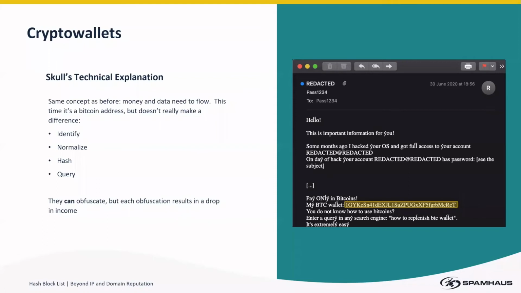And of course, putting out an HBL component listing crypto wallets without providing all the code needed to consume it would have been, I wouldn't say a failure, but certainly not a huge success. And that is why we did this. We started publishing this only after we had the plugins for SpamAssassin and Rspamd available.